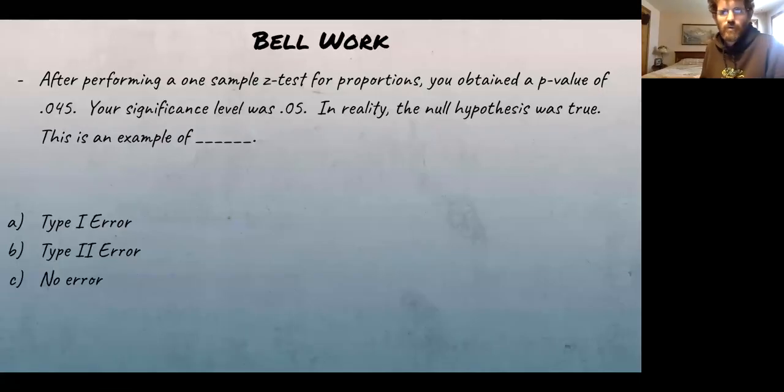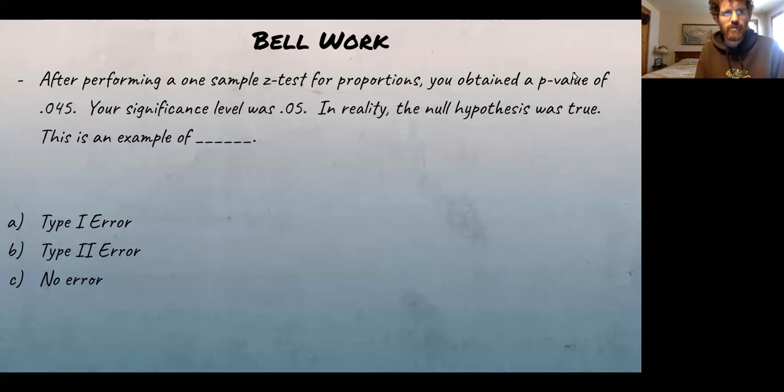So this question is a review of what we talked about on Friday. And in retrospect, I might have gone through this unit not in the best order. Maybe I should have switched Friday and Monday, but bottom line, we'll get all the information across. So we did a one sample z-test for proportions.